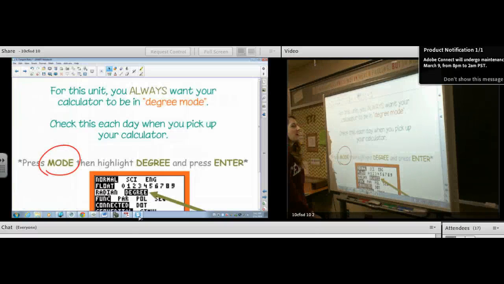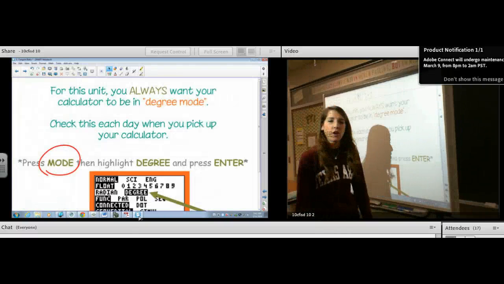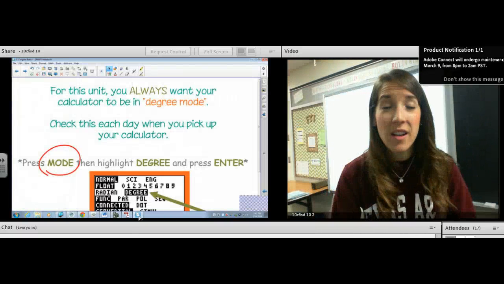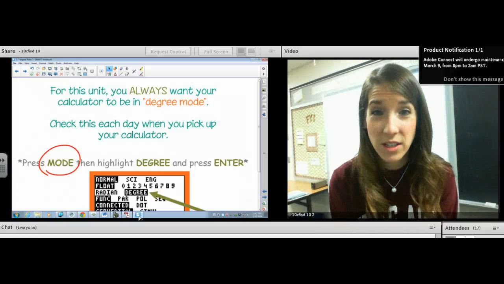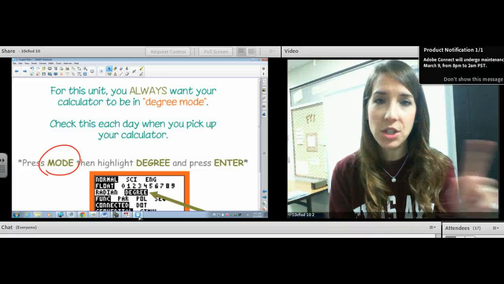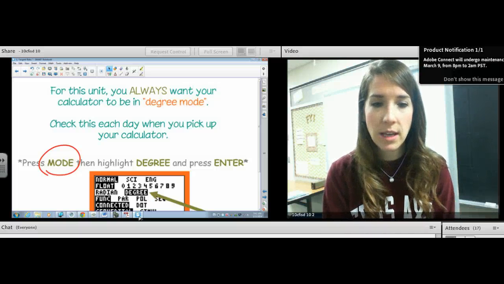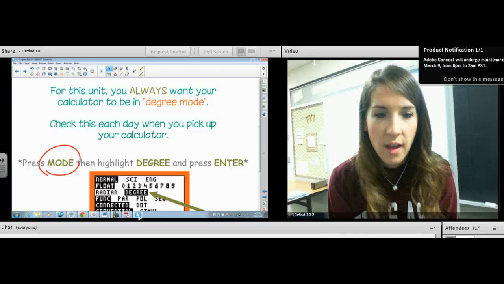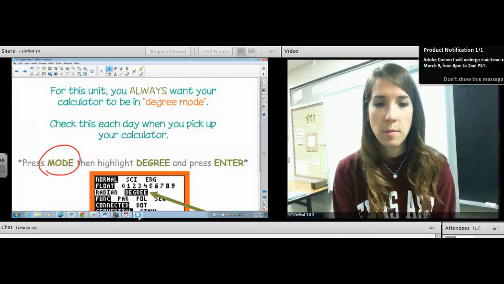Okay, so just please make sure that you're always in degree mode. It's not a big deal for y'all, because once you put it in degree mode, you're in degree mode every day. But my students, when they clear out their calculator, it sticks you back in radian mode. So my students need to really make sure that they're in degree mode every day.